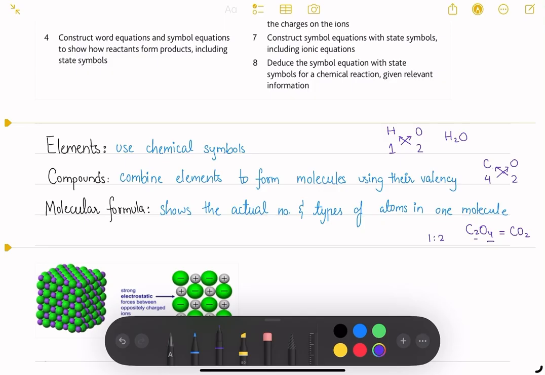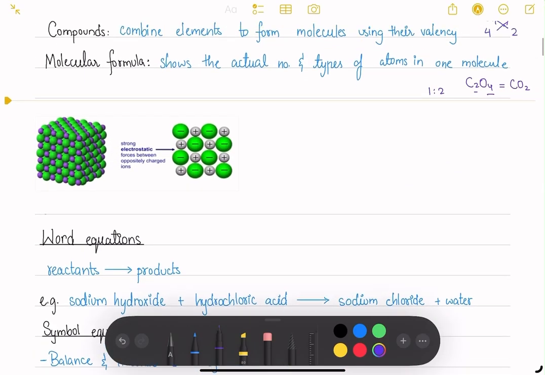Then we have two types of formulae. We have molecular formula and we have empirical formula. Molecular formula shows the exact number of each atom in a molecule. So, for example, the molecular formula of glucose is C6H12O6. And we have empirical formula, which I'll be explaining when I start with the supplement concepts because it's not for the core students. And here we have the example of NaCl.